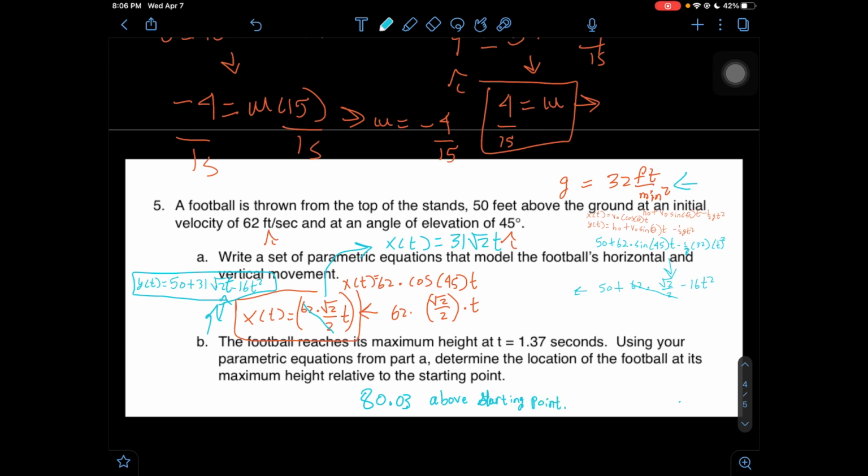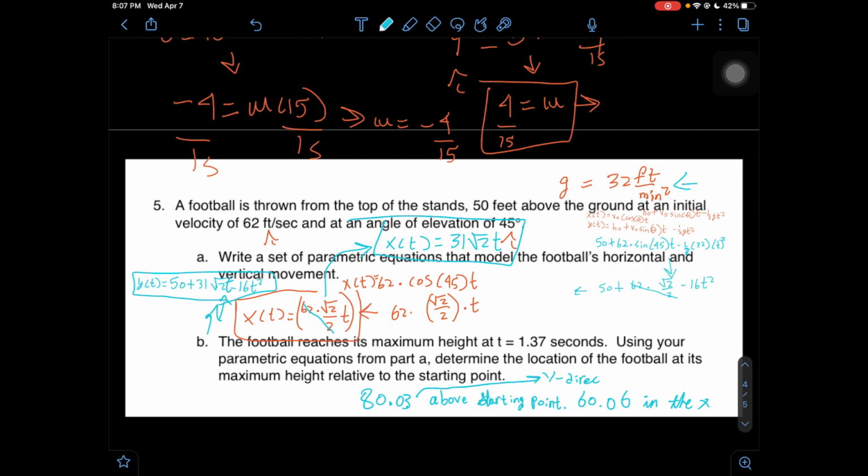All right, now let's go ahead and do the x equation. The x equation is 31 times square root of 2 times t, and we should get a value of 60.06 in the x direction, and then this 80.03 is going to be in the y direction. Okay, now that's how we would do number 5 b.